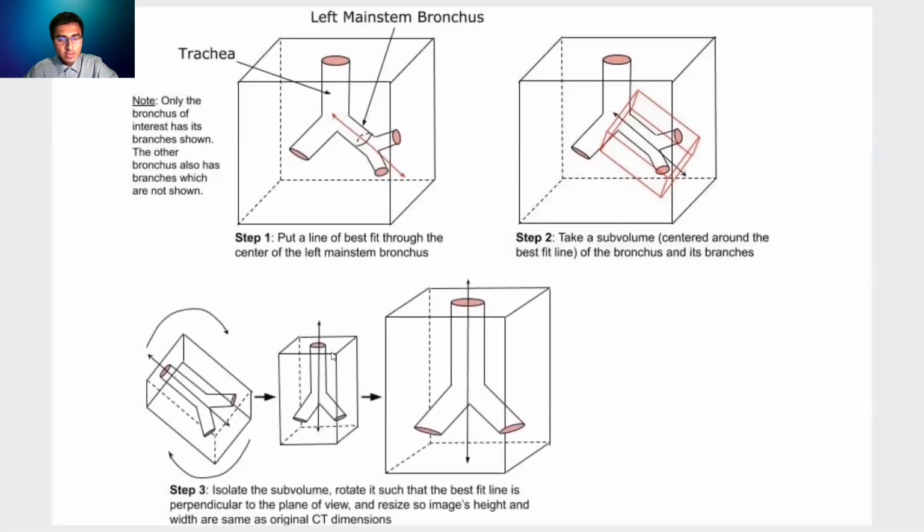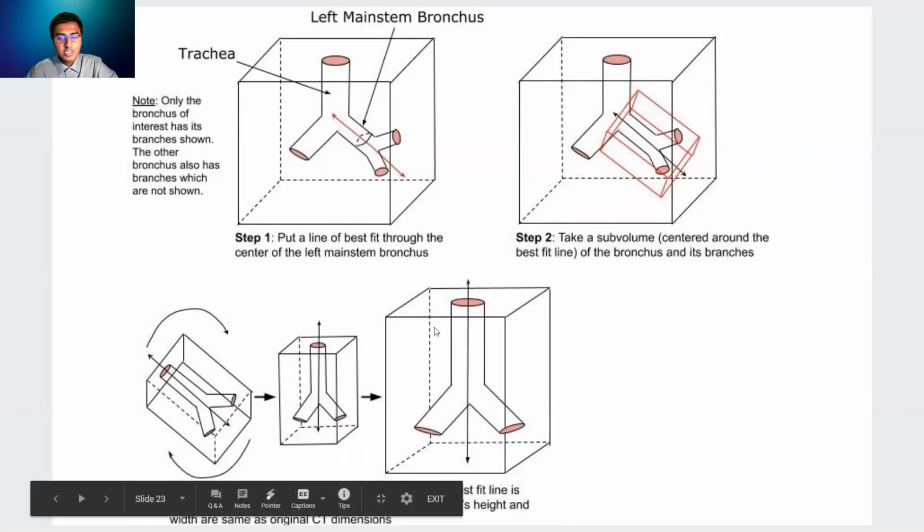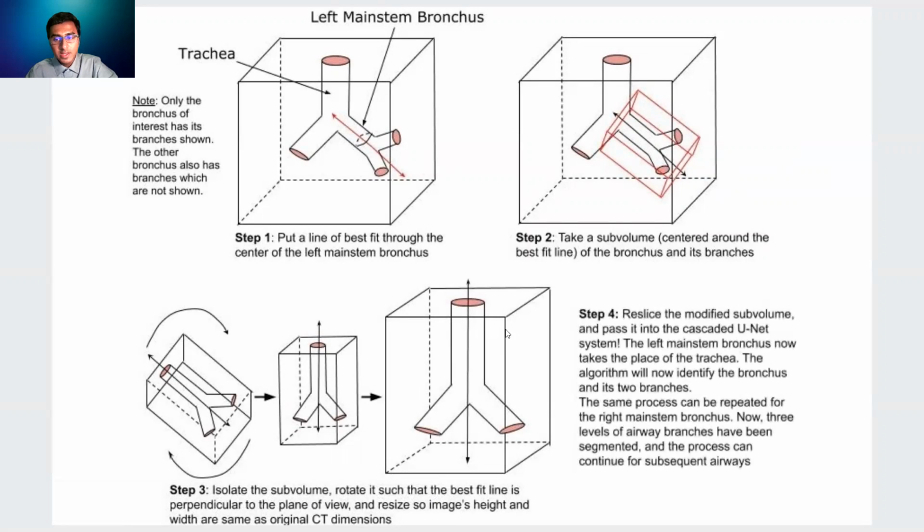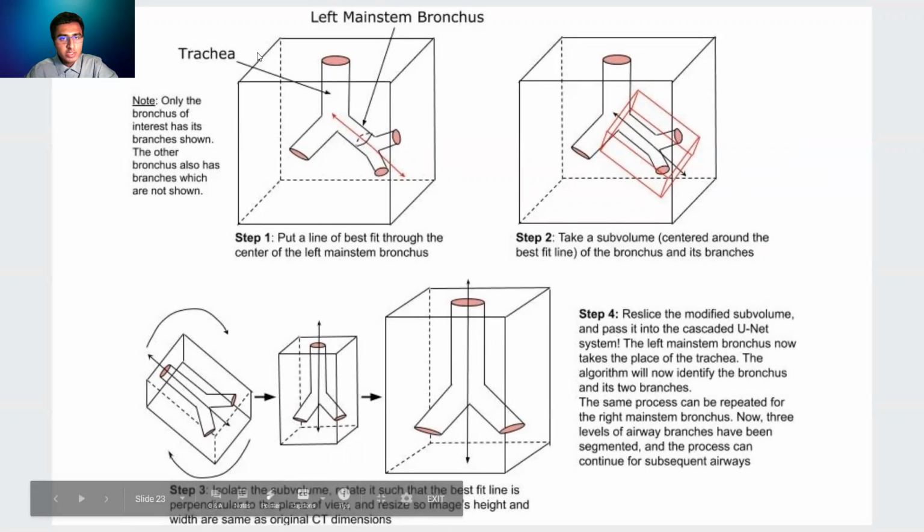We can then rotate the subvolume so that the line is perpendicular to the plane of view and scale up its dimensions to equal that of the original CT dimensions. Finally, we reslice the subvolume and pass it into the cascaded unit system once again. Note that the subvolume structure closely mirrors that of the original CT volume with a main airway and two branching airways. Therefore, the cascaded system will now segment the bronchi and its two branches.